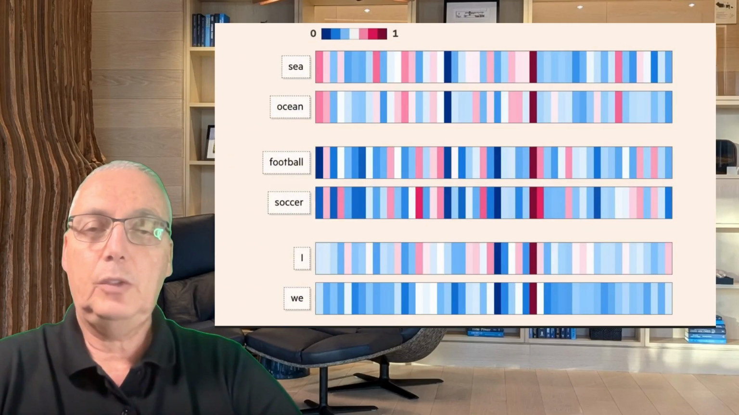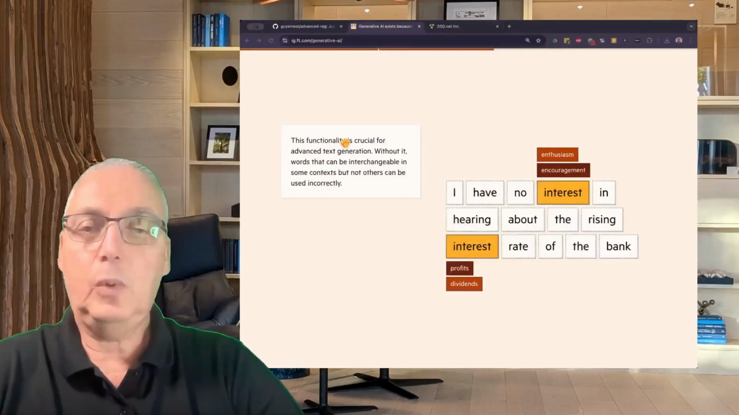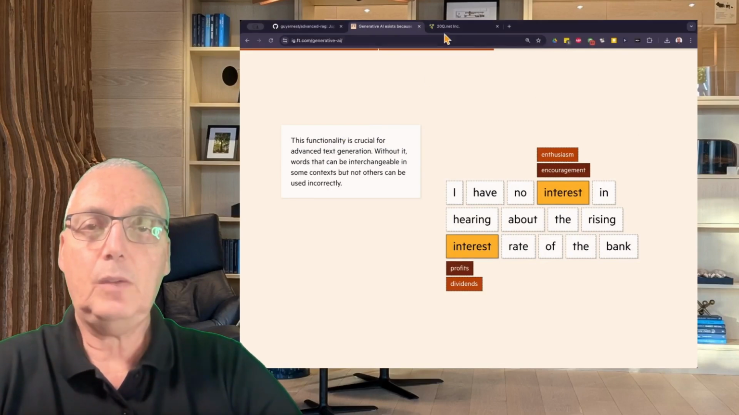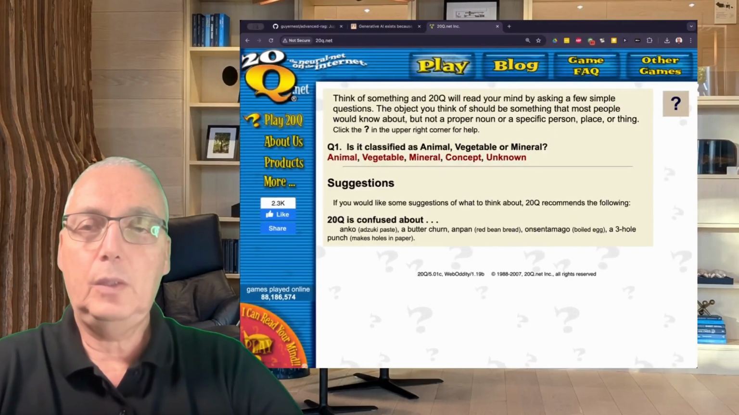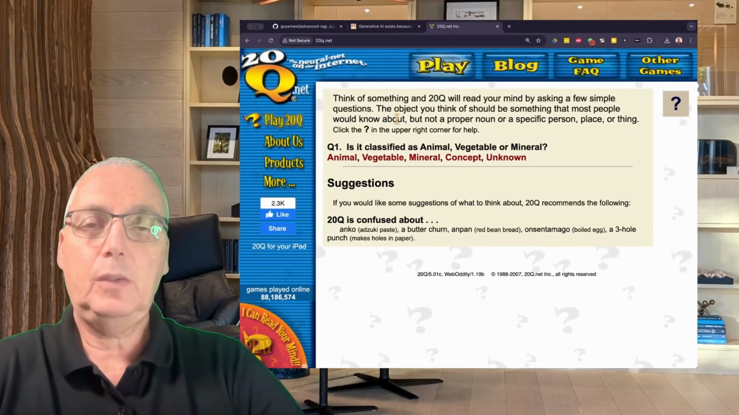I want to show you another example that will give you some intuition regarding those embeddings and what they mean. So for that, we'll go to this game of the 20 questions and we'll play the online version of it. We'll try to see if the game can guess our word. The word that we'll use is sea, and see if it can find it based on those questions.